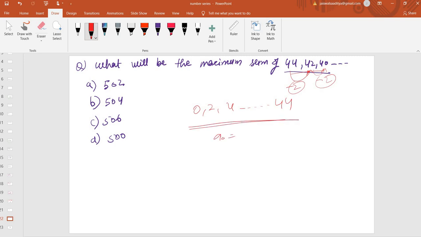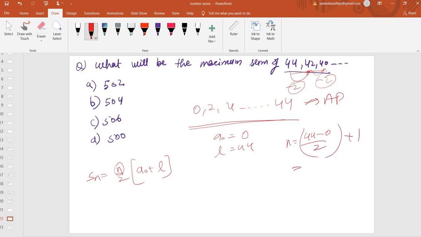So it is an AP, correct? It is an arithmetic progression where the first number is 0 and the last number is 44. The sum of n terms is equal to n by 2 times first term plus last term. So we have to calculate n. n is equal to last term 44 minus first term 0, divided by 2, plus 1, correct? So the number of terms is 22 plus 1, equal to 23. So 23 by 2, first term 0 plus last term 44.